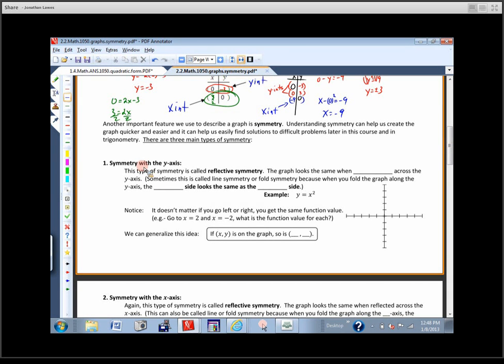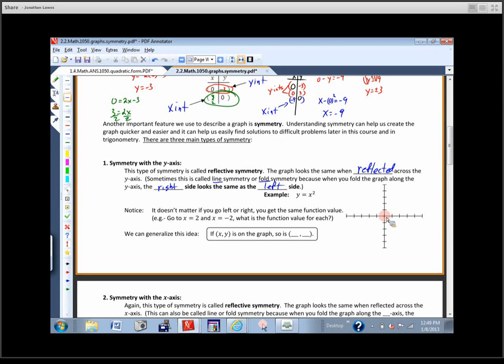Okay, and this type of symmetry is often called reflective symmetry because the graph looks the same when it's reflected across the y-axis. And sometimes this is called line symmetry or fold symmetry because when you fold the graph along the y-axis, the right looks the same as the left. So you're already really familiar with a graph that has this type of symmetry. It's just a regular old parabola, the parent graph for a parabola.